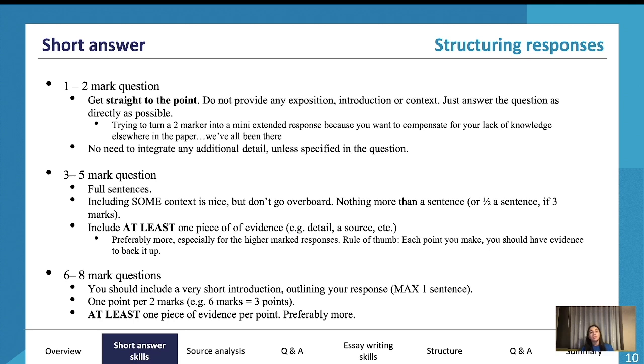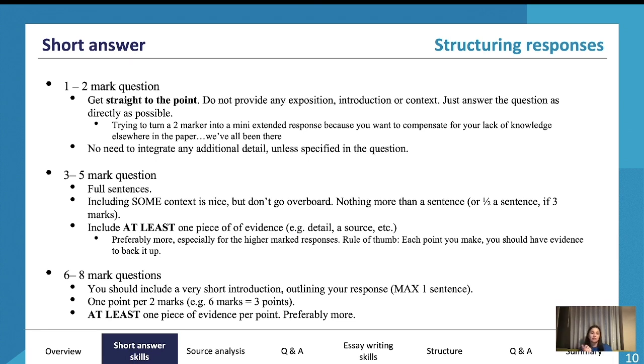So if you get a 1 to 2 mark question, get straight to the point. You don't need to even write in full sentences. I personally have never seen a 1 marker, but I hope you get a 1 marker, and it's a really easy mark to get. But for the 2 mark questions, a lot of the time they'll just be an identify question, and we've got some examples in here. But you don't need any exposition. There's no introduction or context. You're just answering it as directly as possible.